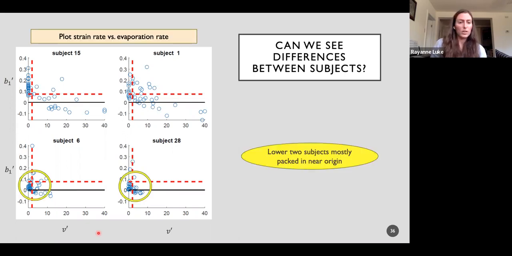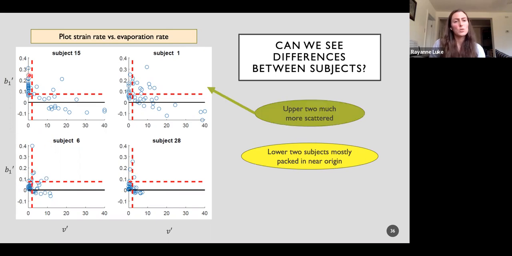We notice here that the lower 2 subjects, their plots are clustered near the origin. And this is in contrast to the upper 2 where it is much more scattered. So this might suggest that the lower 2 have a lot of breakup instances that share very similar characteristics, whereas the other subjects have a range of breakup instances, some of which have very large evaporation rates, some of which have very small and strong strain rate parameters.